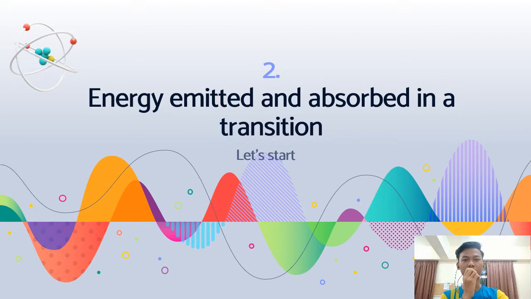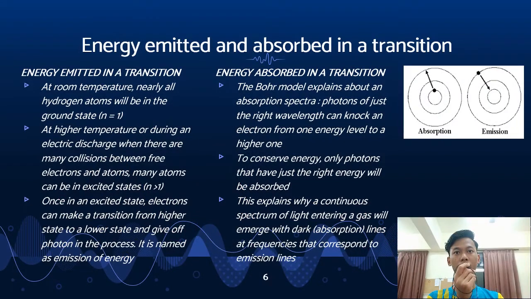I will continue this presentation with the second subtopic, which is energy absorbed and emitted in a transition. Firstly, for energy emitted in a transition, nearly all hydrogen atoms are in the ground state at ambient temperature. Multiple atoms can be in excited state at higher temperature or during an electric discharge when there are many collisions between free electrons and atoms. When electrons are excited, they can transition from a higher to a lower state, emitting photons in the process. It is known as energy emission.